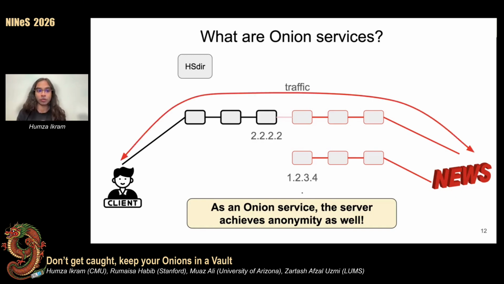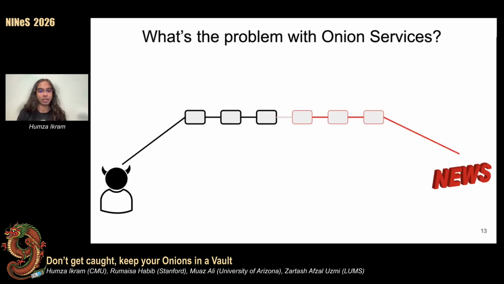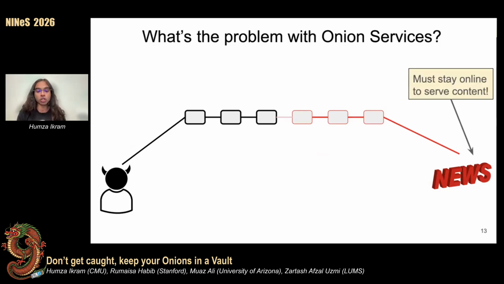And all the traffic goes through these 6 nodes. So that's Tor as is, and this is great. It provides bidirectional anonymity. But there is a problem. And the problem is that if you have a malicious client, if an adversary is trying to figure out where the content provider is, they can just connect to the content provider and make a bunch of different connections. And since the content provider has to stay up, the connection will go through.